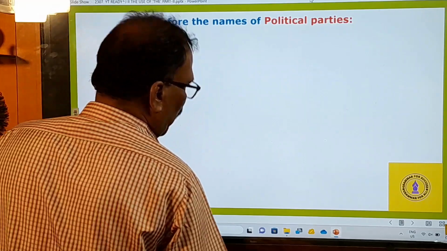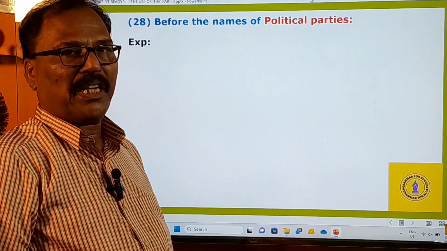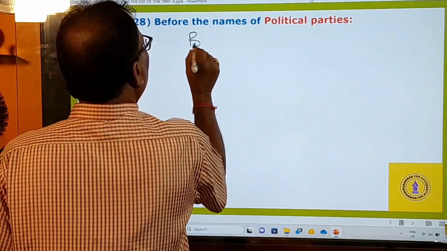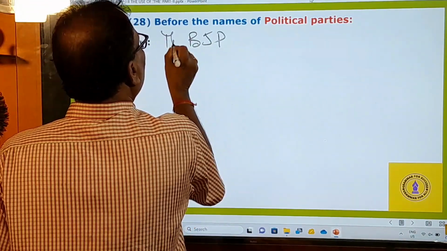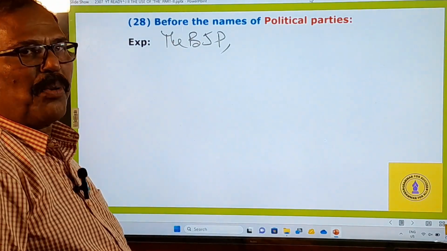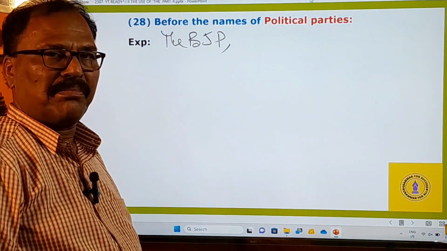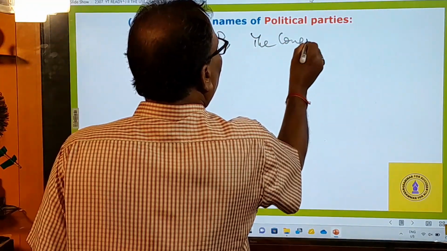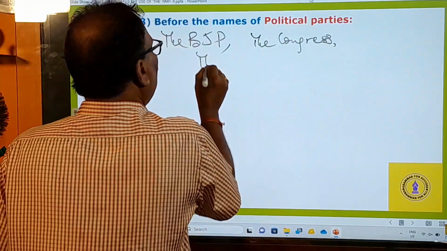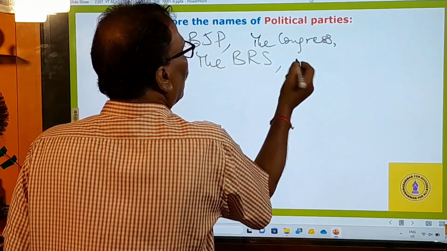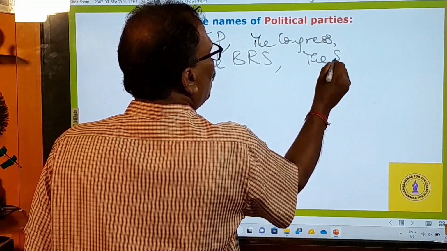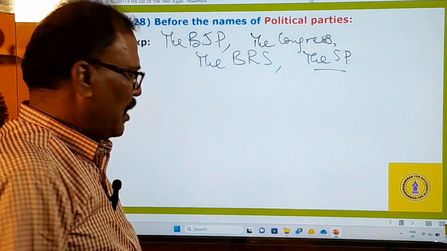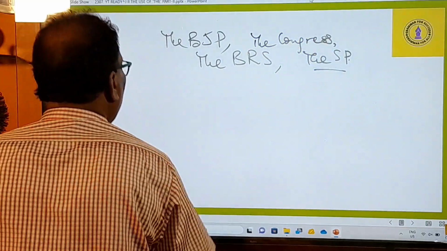Before the names of political parties, and you know pretty well about the political parties, before all of them, we have to use the. For example, BJP is there. You have to say the BJP. People are joining the BJP. The Congress. In Hyderabad, there is the BRS, the SP, Samajwadi Party, something like that. Before all the names of political parties, you have to use the definite article. For that also, I am giving some examples.